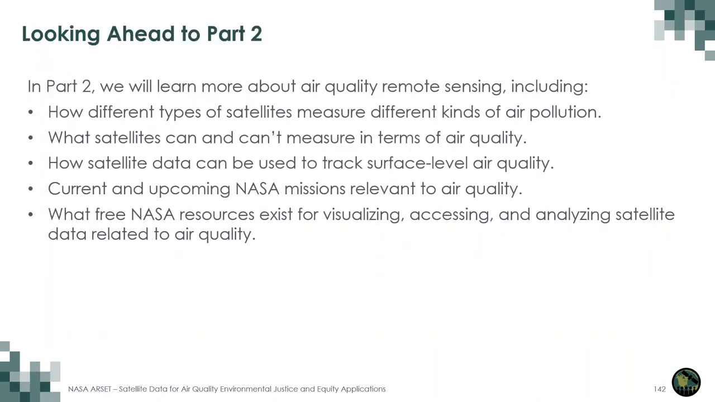Looking forward to part 2 of this training, which will take place at the same time next week, we'll be taking a more in-depth look at the remote sensing of air quality. Specifically, we'll cover how different types of satellites make different kinds of observations relevant to air quality. Go into some more detail about the strengths and limitations of using satellites for air quality assessment, which we introduced briefly today. We'll also talk about how what satellites measure relates to the air quality which people are exposed to at the Earth's surface.